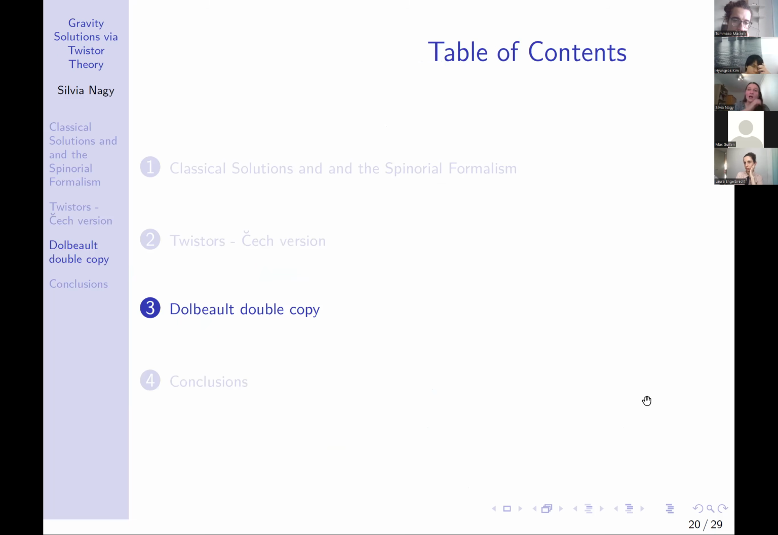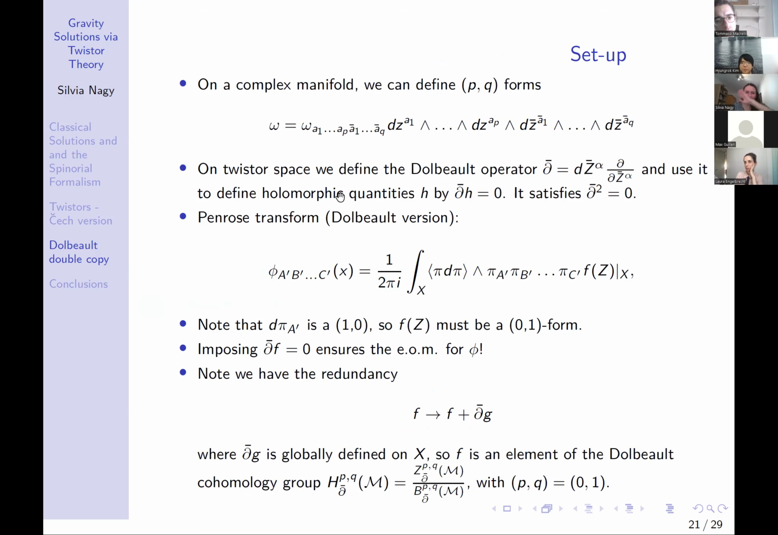And to do this, we actually have to go to a different formulation of the Twistor double copy, which is called the Dolbeault double copy. This was a Čech version, by the way, that I was showing you earlier. And the Dolbeault, it turns out, is actually the one that's more used in contemporary research on twistors. So I'll give you again just the very basics of the Dolbeault setup, unless there are any questions up to here. Okay, good. So let me just be, again, very schematic.